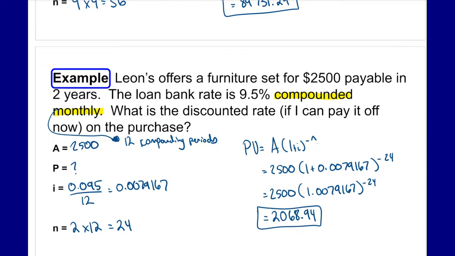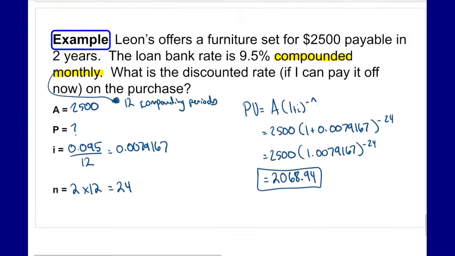So that is how much you could save, or that's the discounted value if you paid it off now. That would be the price, not taking into consideration any of the interest that you would build up due to taking out a loan and paying it off at the end of 2 years. So it might be a better value, if you have the money, to pay it off now rather than pay an extra $431 roughly, $31 to pay it off over the 2 years.